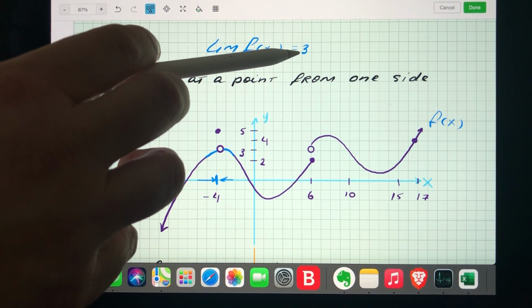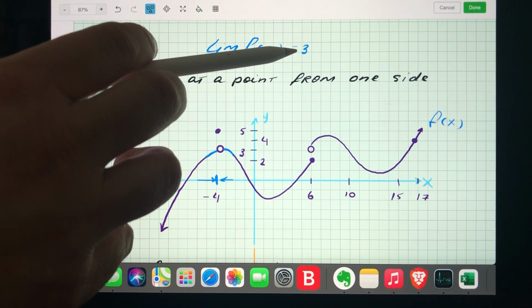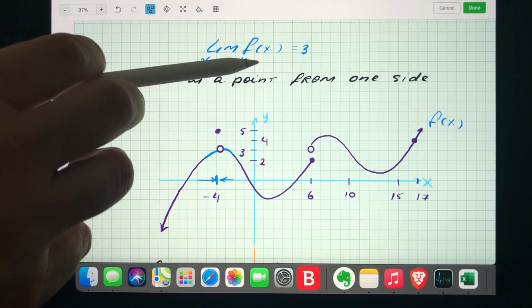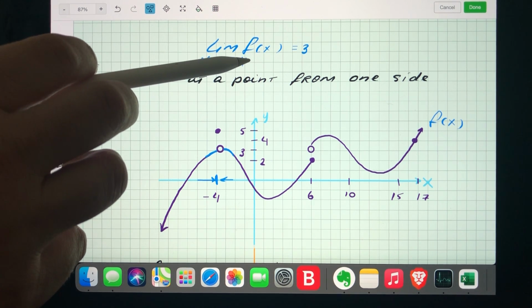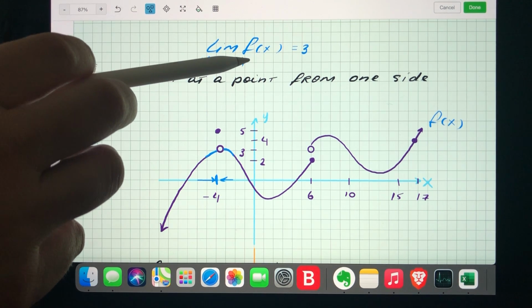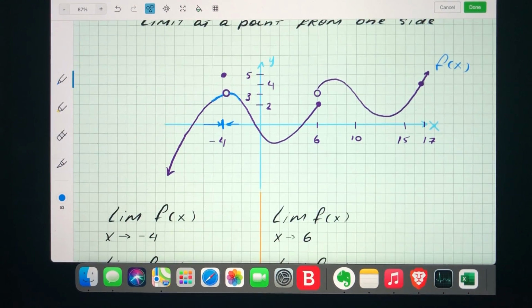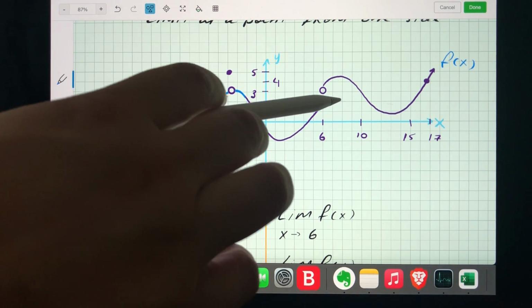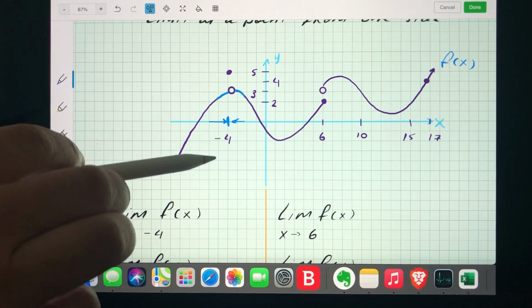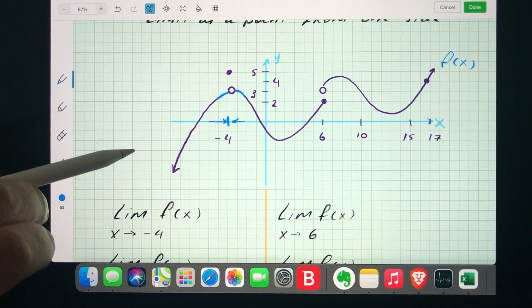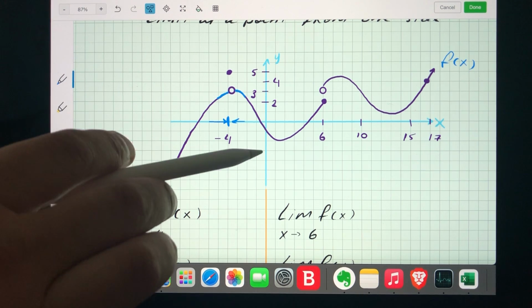But when we look at that limit, we looked separately at the left side and separately at the right side. And there are limits just from the left side and just from the right side. So as far as the notation, from the left side, we will put the little negative on the top of -4. So here, this is the diagram of some function, and it has 3 points of interest, -4, 6, and 17. And we will look at examples of finding the limit at each one of these points.